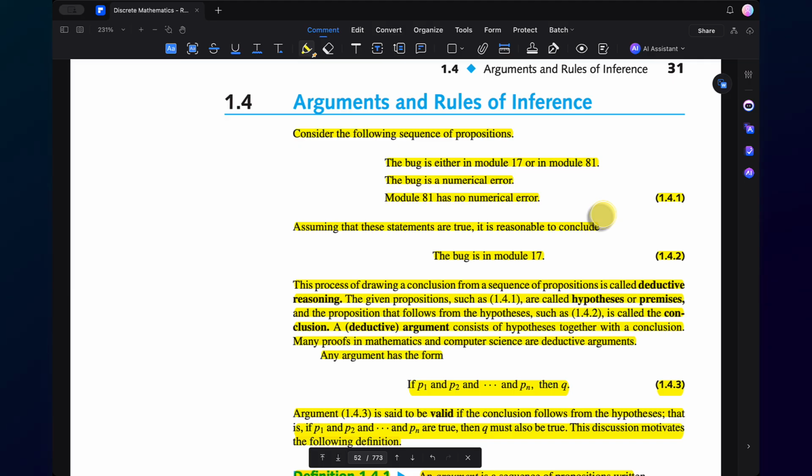Hello, 1.4, Arguments and Rules of Inference.